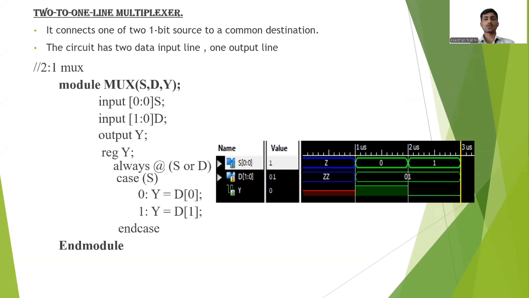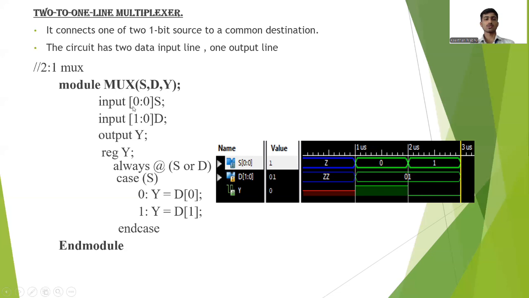Let us now study the 2 to 1 line multiplexer. In a 2 to 1 line multiplexer, it connects one of two 1-bit sources to a common destination. The circuit has 2 data input lines and 1 output line. This is the module, which I have named MUX, and S and D are the inputs and Y will be the output.